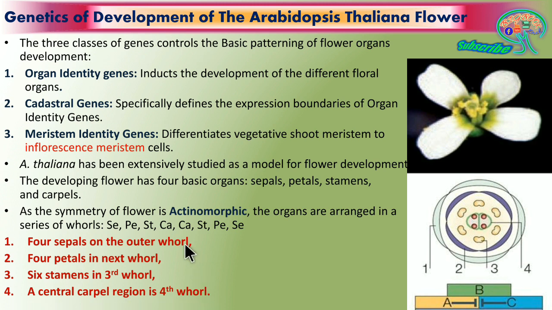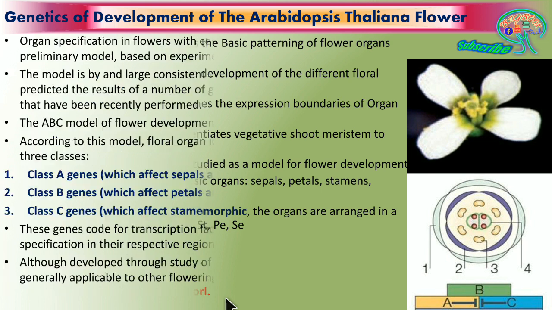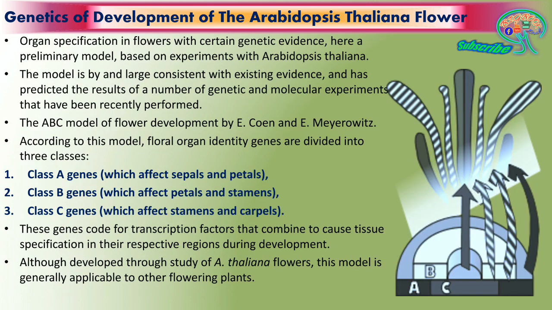So it means the outer whorl is the first, the next whorl is the second whorl, and the six stamens are in the third whorl, that is the third whorl with stamens. Carpels will be the fourth whorl. So that is the structure of the flower.